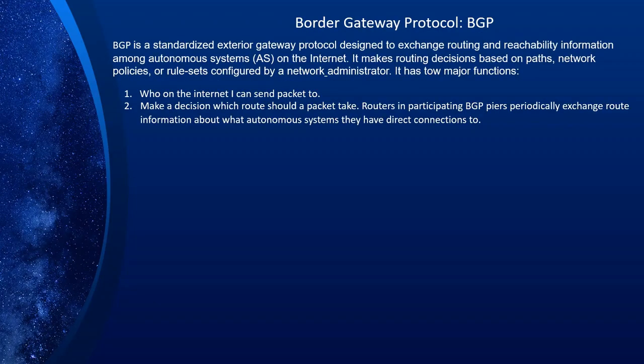BGP is a standardized exterior gateway protocol, which is designed to exchange routing and reachability information among autonomous systems on the internet. So the internet is run by BGP. BGP has really two functions, as a kind of overview. One is who on the internet I can send a packet to. I, in this case, means a router. So a router will know who on the internet it can send the packet to. And the second is to make a decision on which route the packet should take.